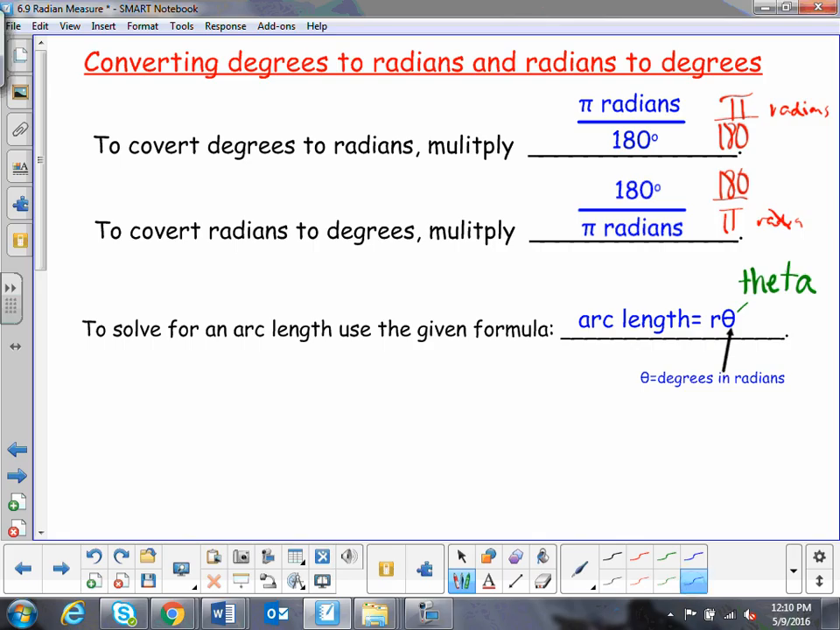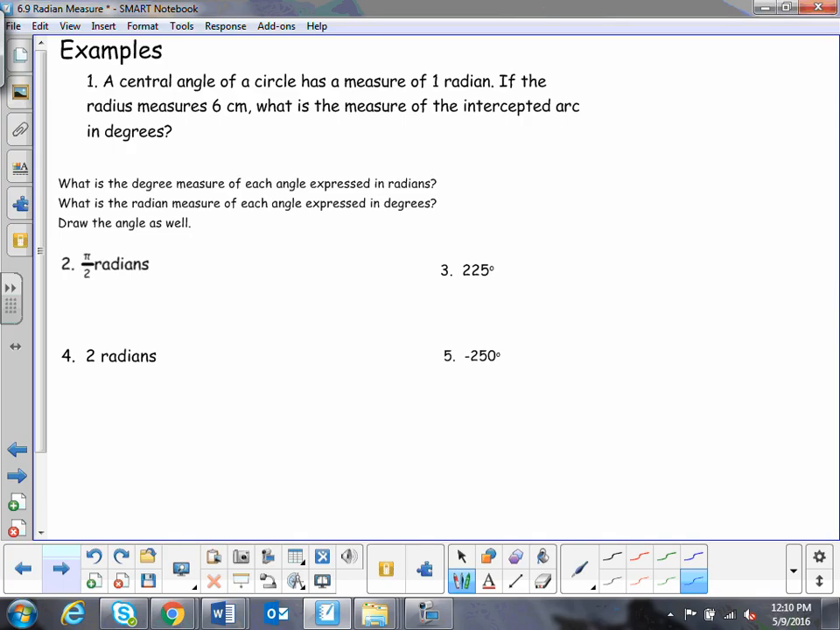these three formulas, because you're going to want to memorize them. An angle of a circle has a measure of 1 radian, okay? If the radius is 6 centimeters, what's the measure of its intercepted arc in degrees?